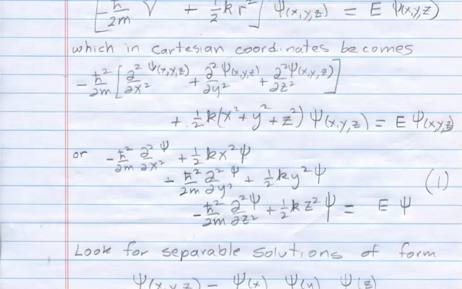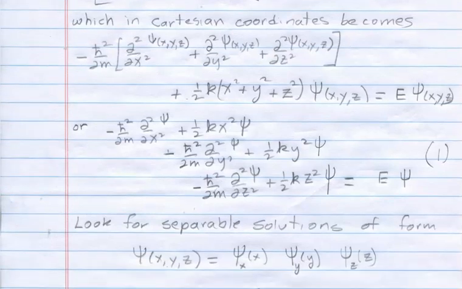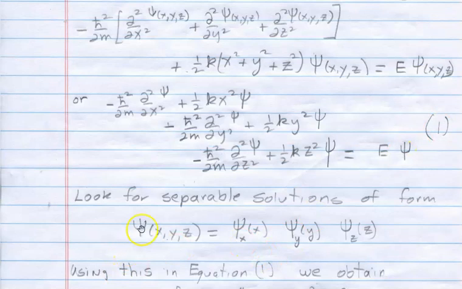So we still have to do our separation of variables. We look for separable solutions. And I call them, in this case, psi of x, y, and z equals psi x, which is the name of a function that's only a function of x, times psi y, a function only of y, times psi z, a function only of z. And I plug these into equation 1 up here.